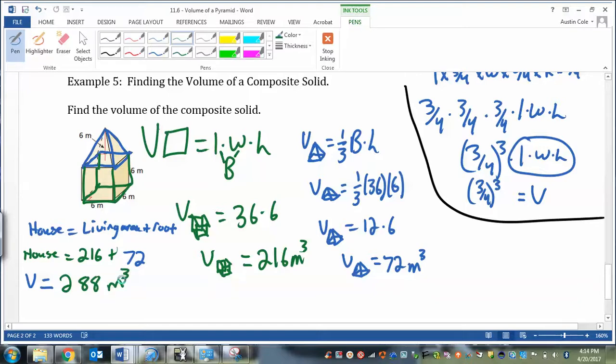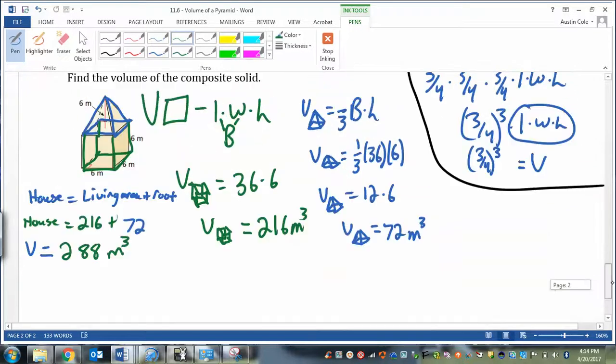Whenever you see a composite solid like that, the easiest thing to do is just find the volume of the first figure, find the volume of the second figure, and add them together.